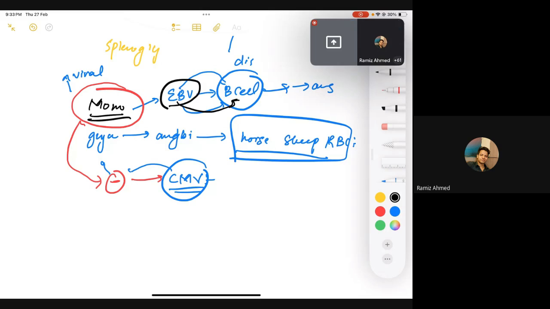And it's a screening test. It's not for the definitive diagnosis. You have to look for the viral capsid. Okay, got it.